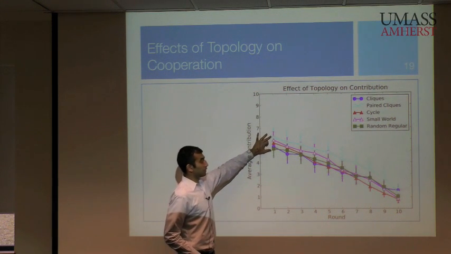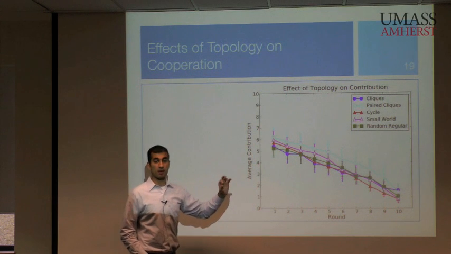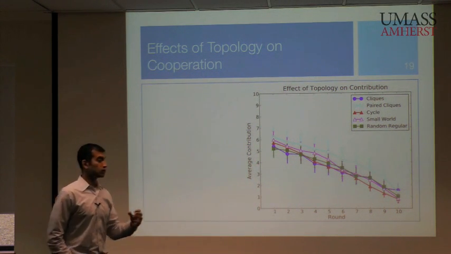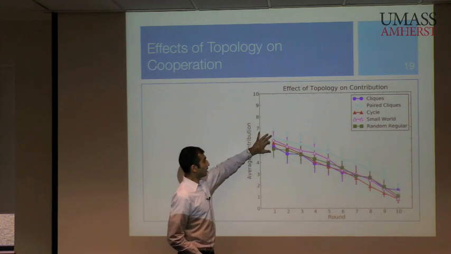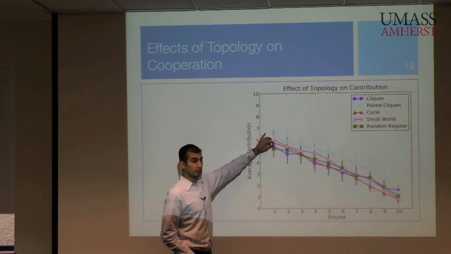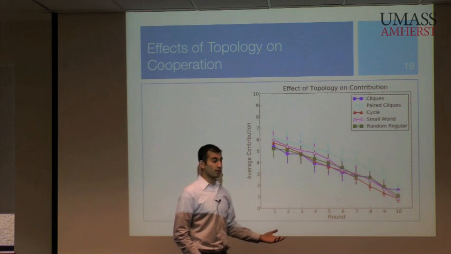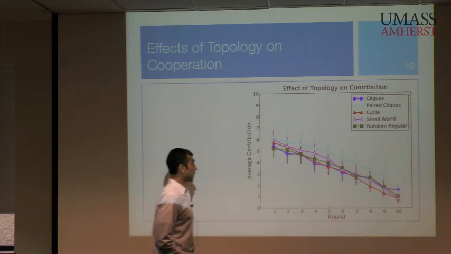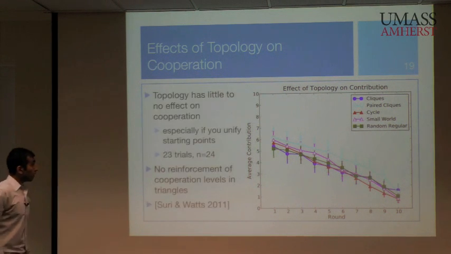Because any difference in the first round contribution levels has to be by randomness, right? The network could not have affected their first round contribution levels. So in your mind, if you squish these down to start at the same point, these curves are right on top of each other. Or putting it another way, the variation in the first round explains the variation in every round. Okay?